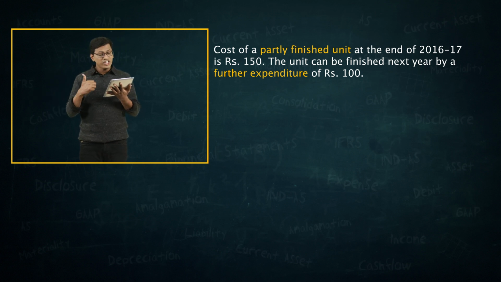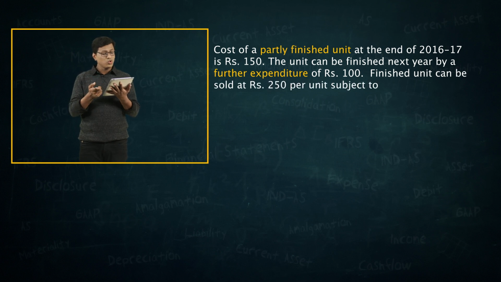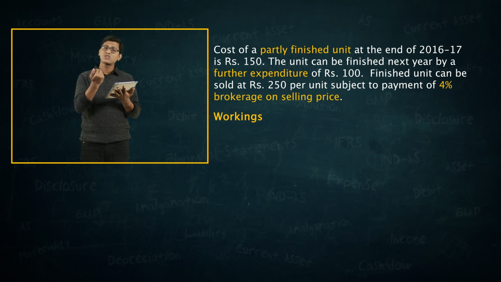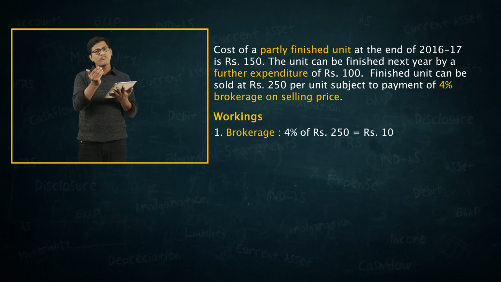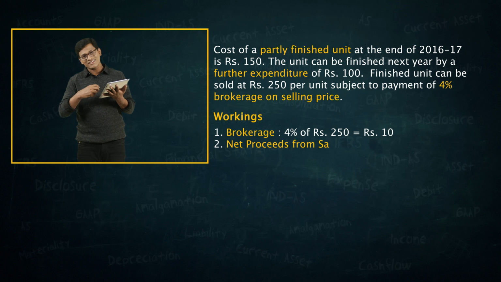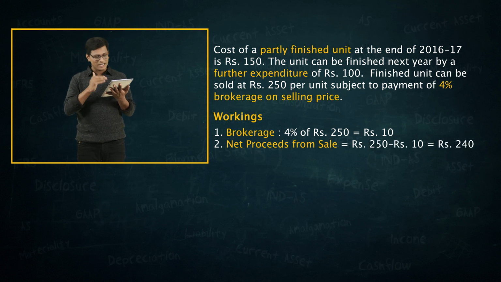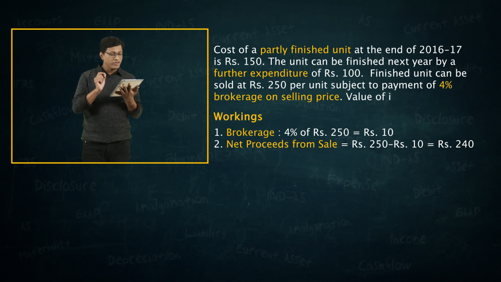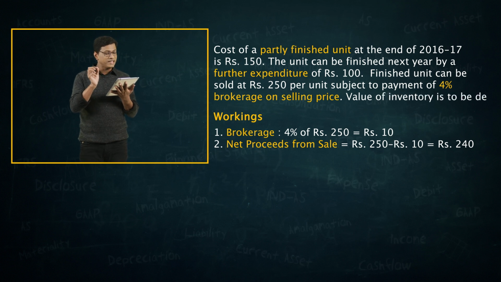Then the finished unit can be sold at 250 rupees subject to payment of 4% brokerage on selling price. So 250 is going to be the selling price, but in that we have to pay brokerage of 4%. 4% on 250 will be 10 rupees. So 10 rupees we have to pay as brokerage. So 250 minus 10, how much will we get net? We will get 240 rupees net. Alright. Then the value of inventory is to be determined.